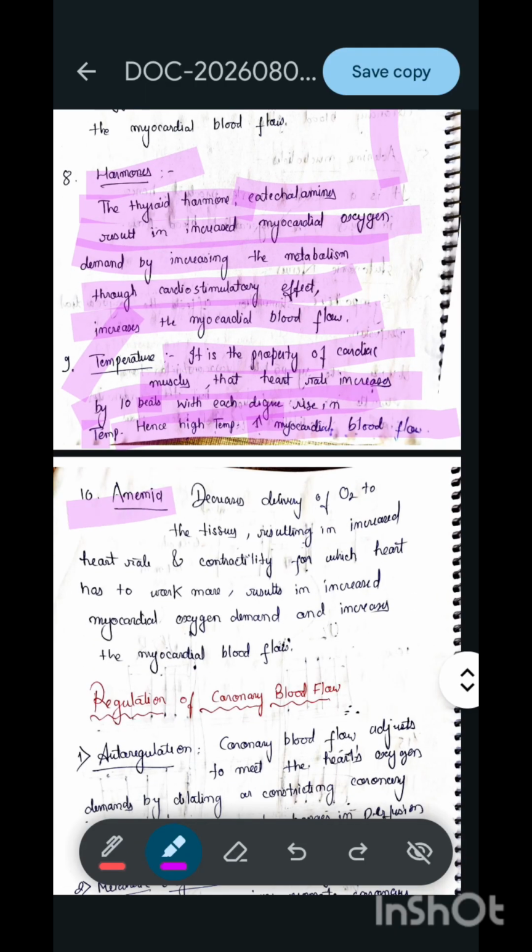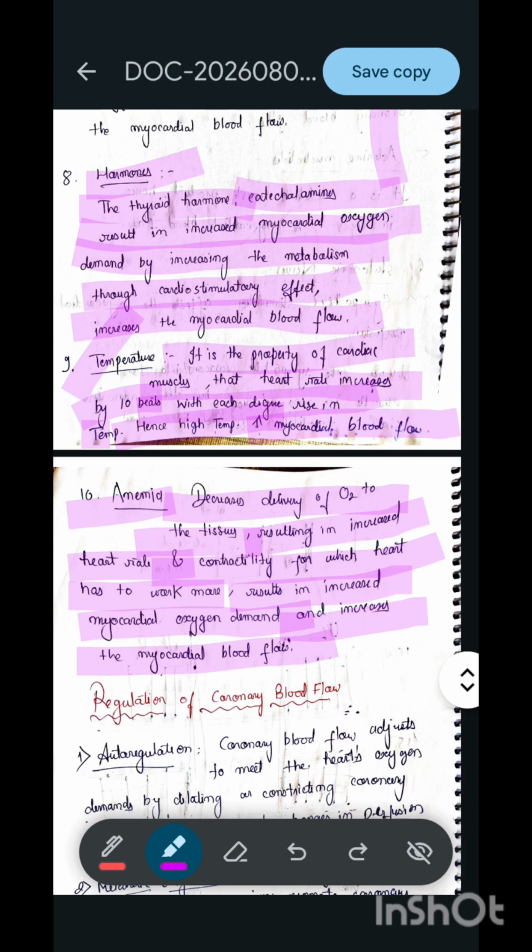Now, another important factor is anemia. A decreased delivery of oxygen to the tissues. Anemia is a reduced oxygen carrying capacity of the blood. As a result, there is decreased delivery of oxygen to the tissue, and it results in increased heart rate and contractility for which the heart has to work more. So it results in increased myocardial oxygen demand and increases the myocardial blood flow.